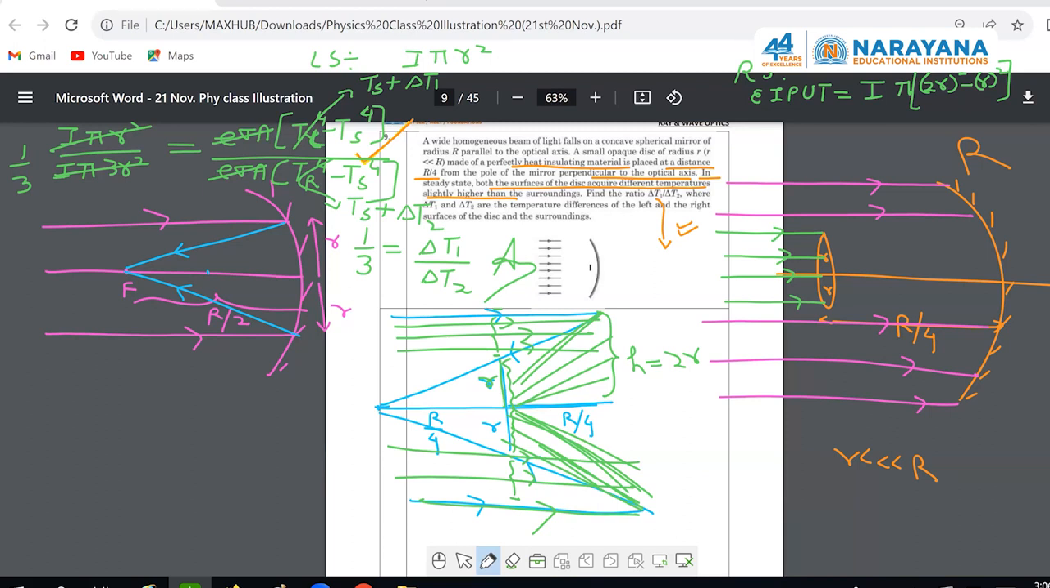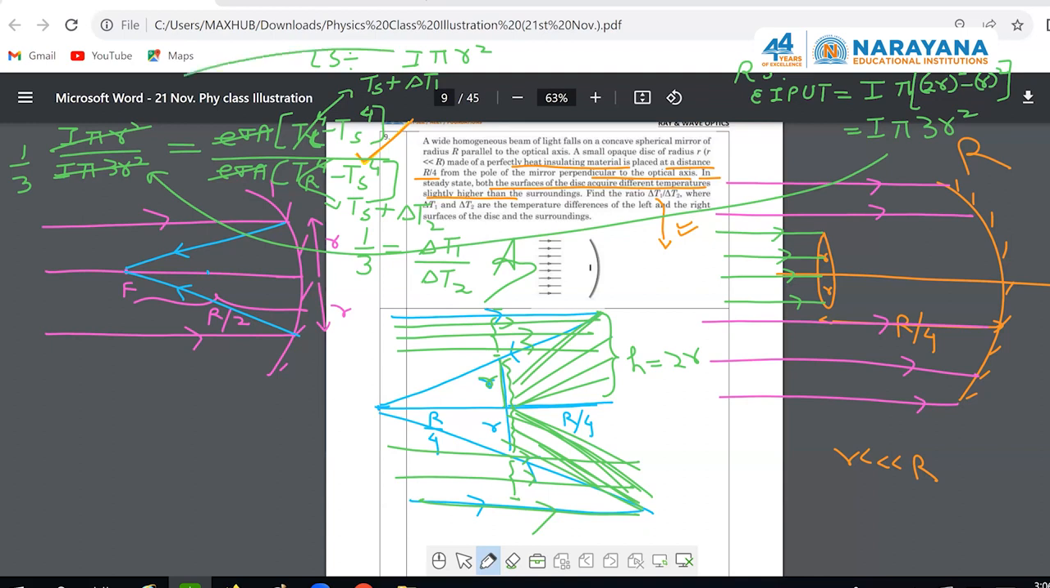Sir, in the denominator, how did you get 3r square, sir? In the denominator, I got it from here. This term was I into pi into 4r square minus r square. So this was 3r square. So this term I have written here, right?